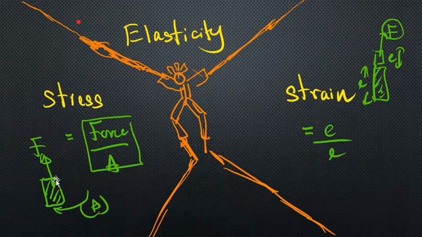Here the force applied on a rod is F, and the cross sectional area of the rod is A. So force divided by area, we use it as stress. And strain, of course, when force F is applied on a string or a rod, the extension is E and the original length is L. So strain is E divided by L.